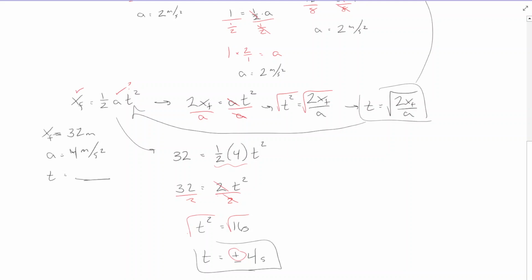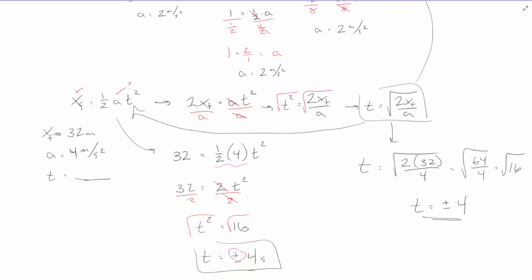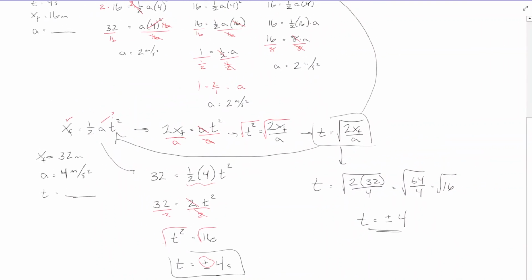Oh, by the way, if I took this equation and said t is equal to the square root of 2 times x final, which is 32, divided by 4, what do I get? I get the square root of 64 over 4, which is equal to the square root of 16. And I get t is plus or minus 4. So again, we get the same answer either way.